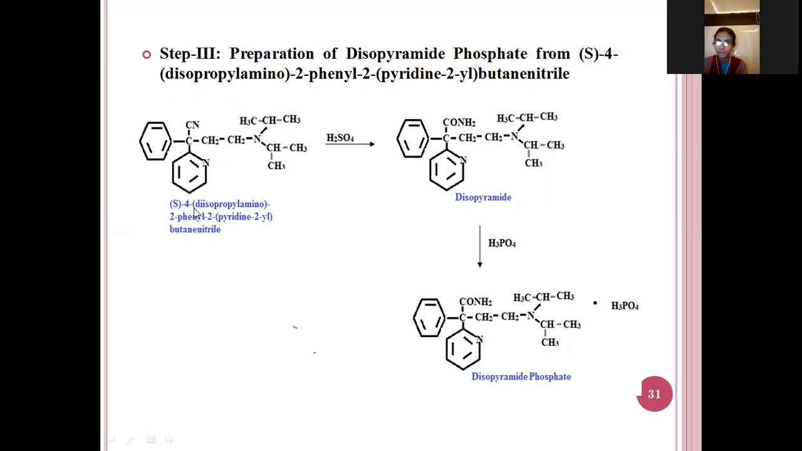See here, 4-diisopropyl amino 2-phenyl 2-pyridine 2-yl butanitrile in presence of sulfuric acid. Here we will get the diisopyramide, and in presence of this phosphoric acid we will get diisopyramide phosphate. So this is the synthesis of the diisopyramide phosphate.